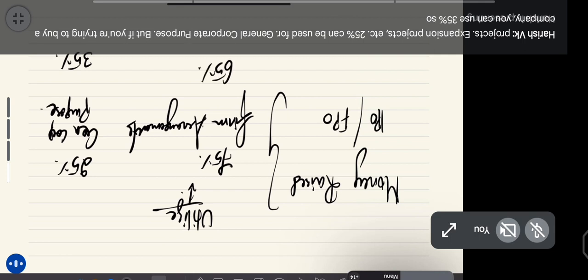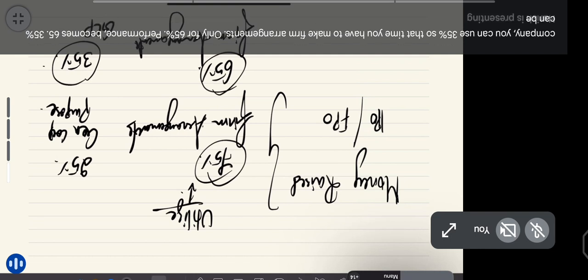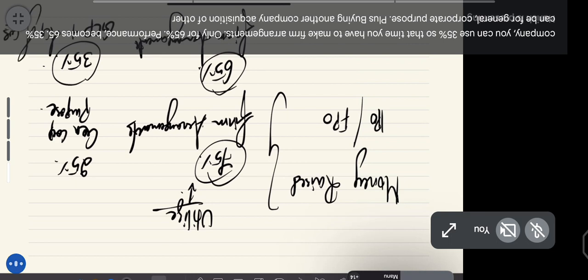So that time you have to make firm arrangements only for 65%. So firm arrangement becomes 65. 35% can be for general corporate purpose plus buying another company, acquisition of other company. So this is the breakup of the money that you raise from any IPO. Whatever money that you are raising, 1,000 crores.